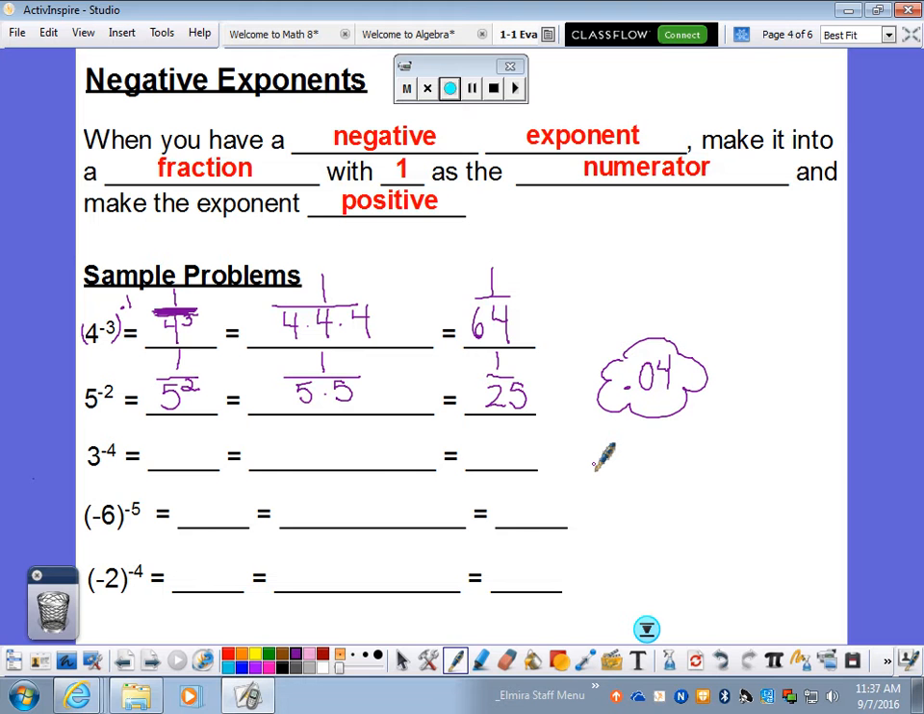You'll be doing this with variables. And when you're doing this with variables, you can't just type x to the negative 7th power into your calculator. Your calculator will have no idea what to do with that. So you really need to understand negative exponents.